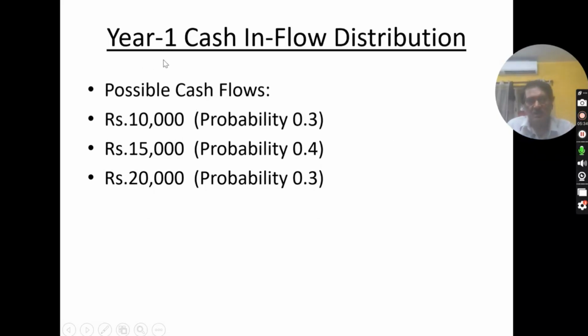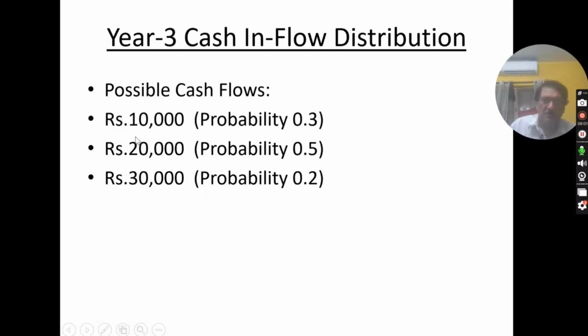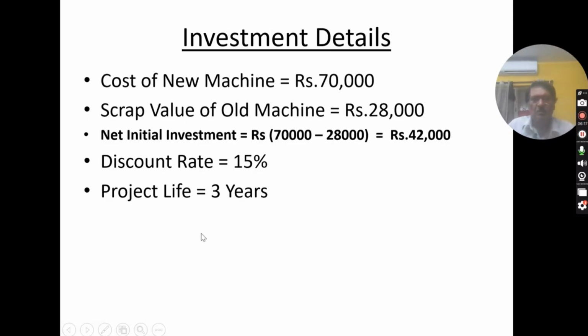Now, here again I am summarizing the given data. This is the possible cash flows for first year. This is the cash flows, means cash inflows with probability. That I have already shown in the given problem. That's why I am not going to discuss. This is for second year cash inflows, 10,000 with probability 0.1, 20,000 for probability 0.2 in this way. And for third year, probability and cash flows are given. 10,000 cash flows, the probability is 0.3, 20,000 cash flows will be with the probability 0.5 and 30,000 cash flows with the probability 0.2. Okay.